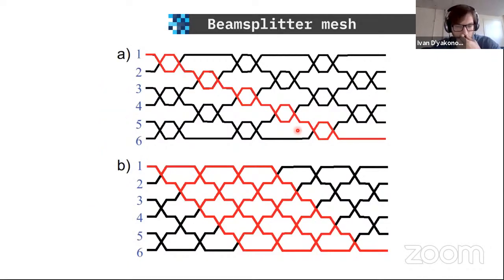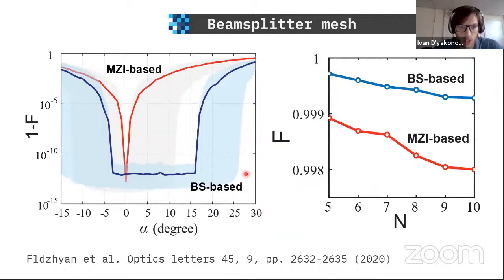The advantage of this circuit is that the light redistribution happens a bit faster. We have different paths for the light to come from one input to another output, whereas in the Clements scheme, for example, coupling the light from the first input to the last output has only one possible implementation. This makes this scheme a bit more robust to beam splitter imbalances, which is shown right here.